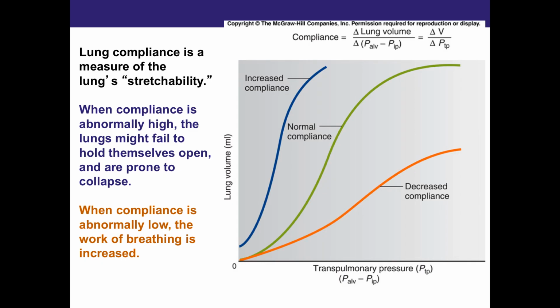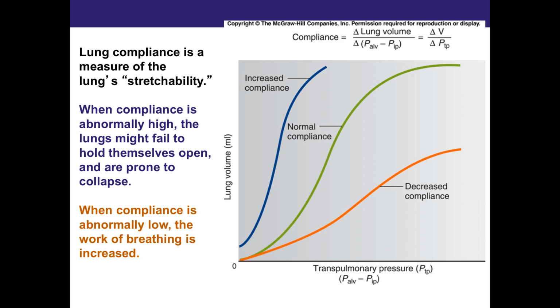Okay, so this is a graph that I think is very important to understand. Now that you know what transpulmonary pressure is, you can read this graph a little bit easier. Compliance is the stretchability of the lungs. We already know that. But now we're going to use an equation. At the very top, compliance is the change in volume over the change in transpulmonary pressure. So it's the relationship between volume and pressure. The green line here is a normal curve.